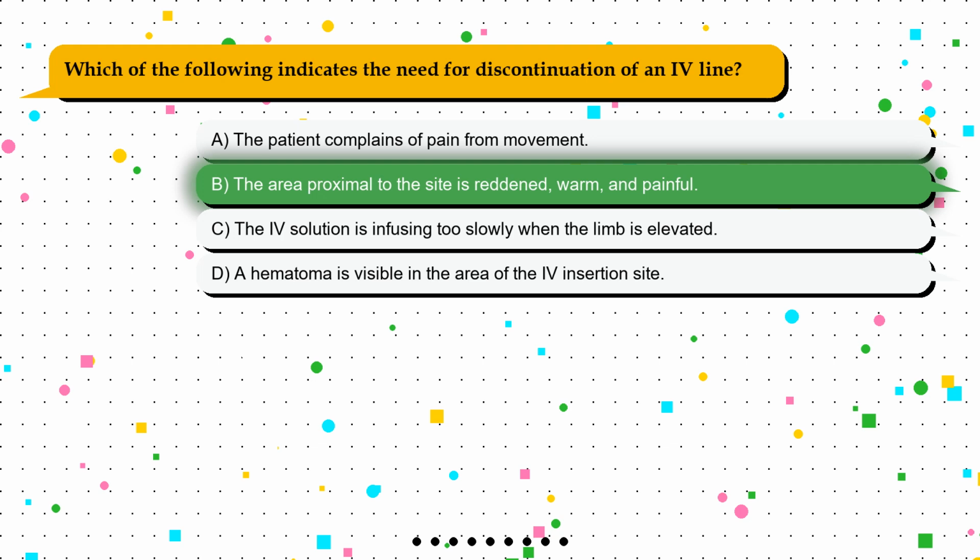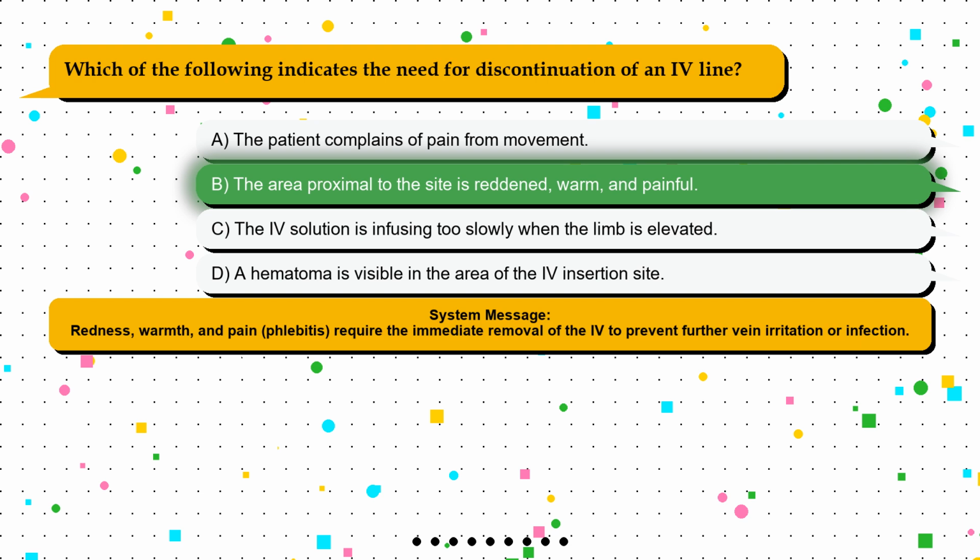The correct answer is option B. The area proximal to the site is reddened, warm, and painful. Redness, warmth, and pain, phlebitis, require the immediate removal of the IV to prevent further vein irritation or infection.